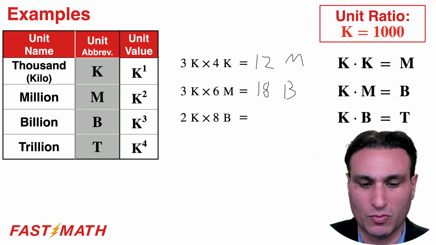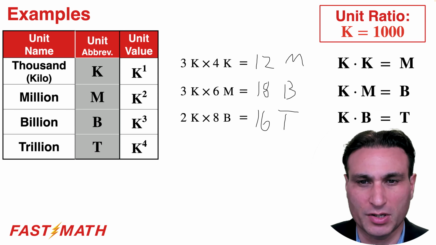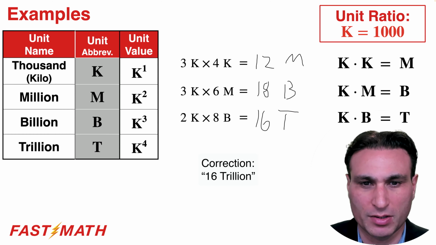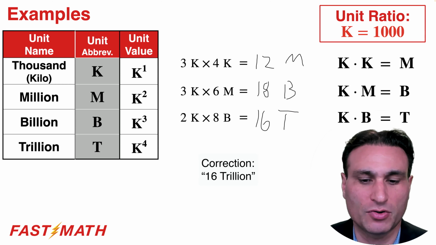Next example, what is 2,000 times 8 billion? 2 times 8 is 16. What's 1,000 times billion? What's the next larger unit than billion? 1,000 times billion is trillion, or T. That is, a trillion is 1,000 billions. So the result is simply 16 trillion. Those are the basics of no-zero multiplication.